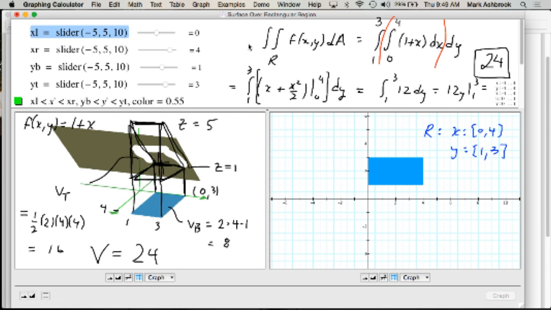One thing you have to get used to is we're going to be working in R2 like this with these regions. But then if you drew it in R3, everything's turned 90 degrees. Right? So do you see that this region is exactly the same as this one? X varies from 0 to 4, Y varies from 1 to 3.